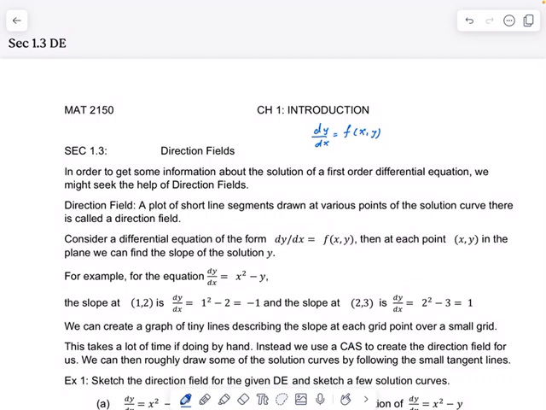So if I want to find the value of dy by dx at a certain point (a, b), what happens is that I get a number. I plug (a, b) into the function f(a, b), and it will give me a number. What is that number? That number is the slope of the tangent line to some curve at the point (a, b). So if dy by dx at (a, b) comes out to be 3, it means the slope of the tangent line is 3.